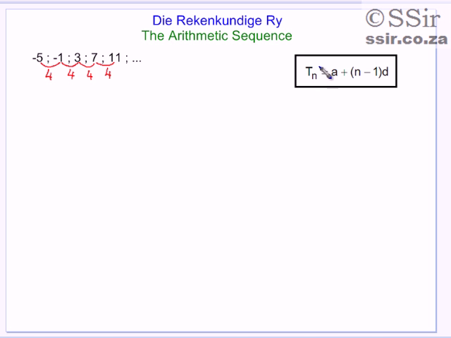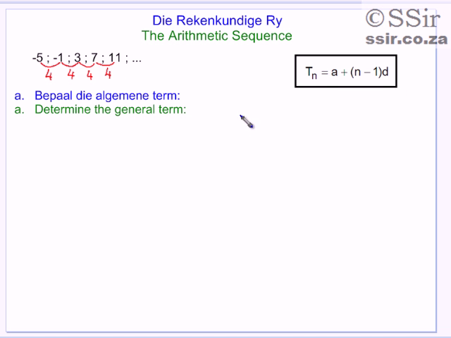Tn refers to the value of the term at position n in the sequence. A is the same as T1, so A will be the first term. N is the position of the term in the sequence. And the new variable D refers to the constant difference between consecutive terms.